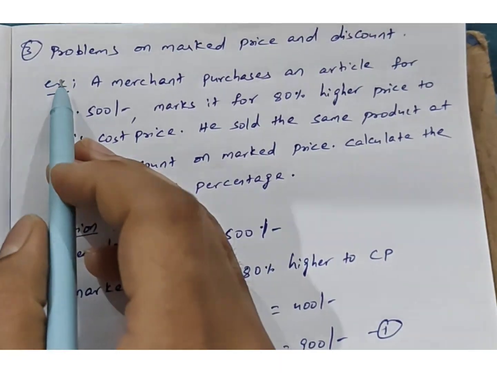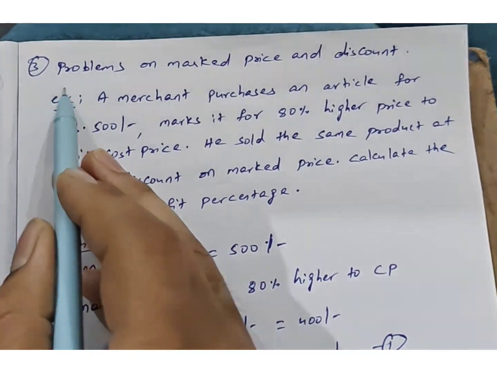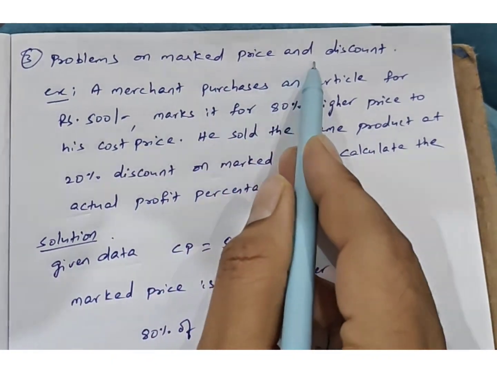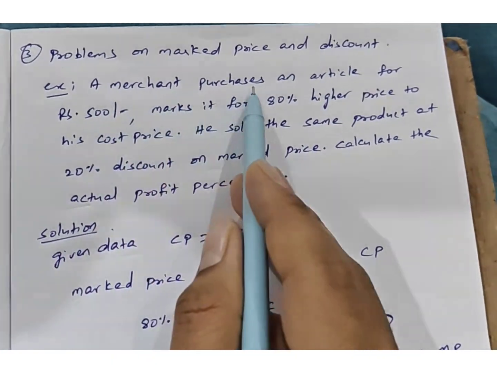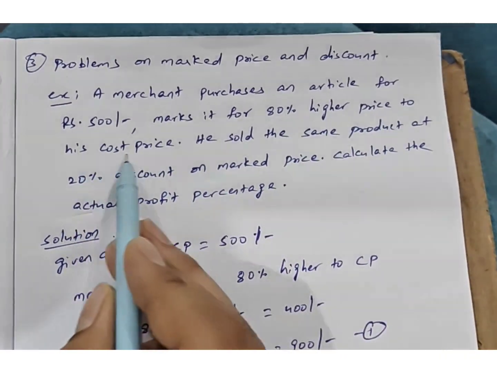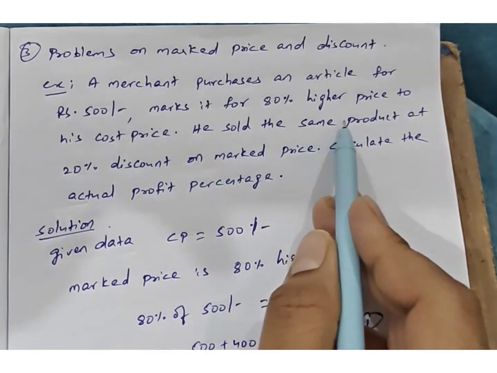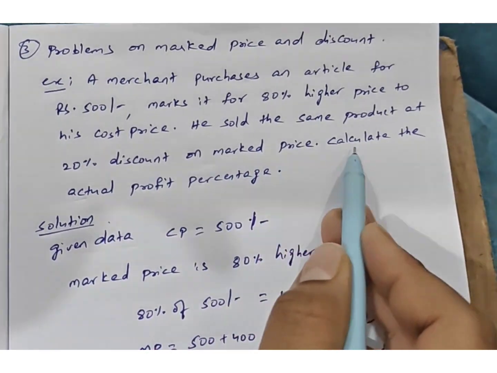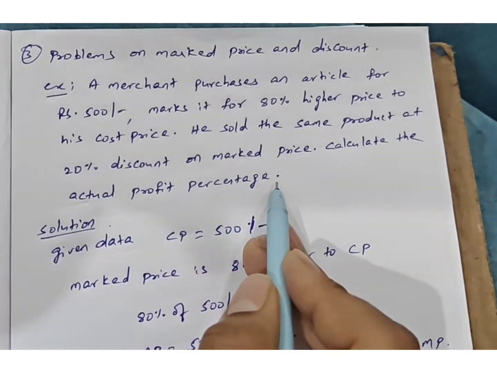Similarly, there can be problems on discount, like market price and discount. A merchant purchases an article for rupees 500, marks it for 80% higher price than his cost price, and he sold the same product at 20% discount on the market price. Calculate the actual profit percentage.